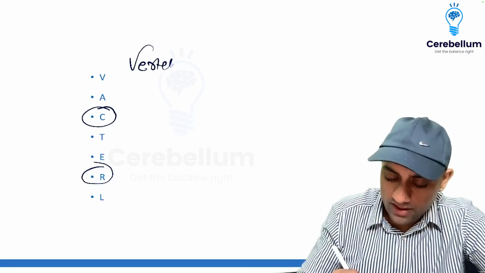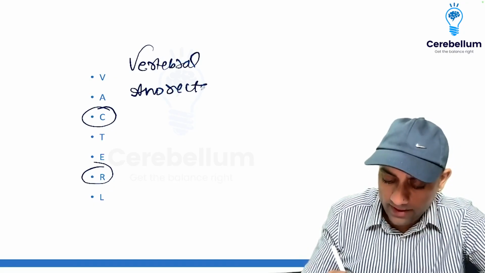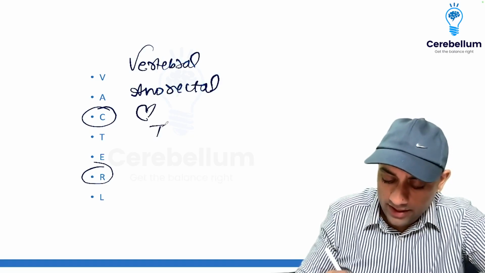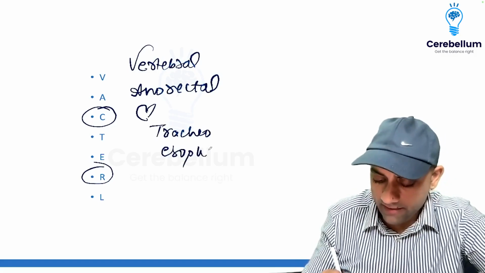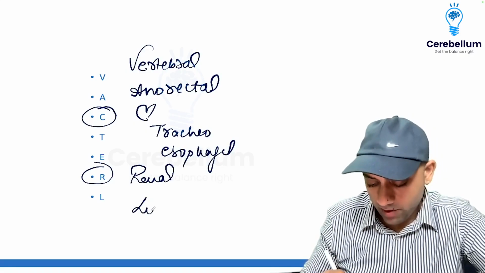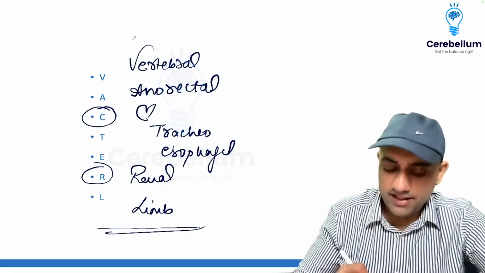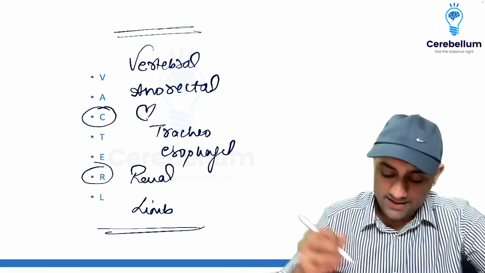V for vertebral defect, the baby can have. A for anorectal defect, the baby can have. C for cardiac. T for tracheo. E for esophageal defect, the baby can have. R for renal. And L for limb abnormalities. So these defects the baby can have if the mother has taken statins during pregnancy, and C and R are the exam questions already.